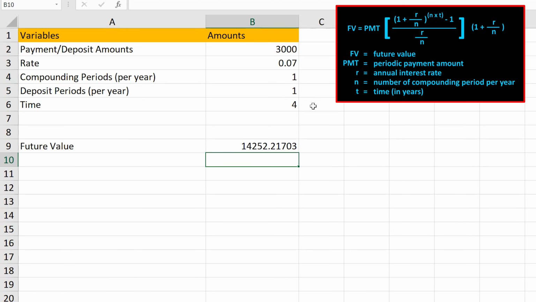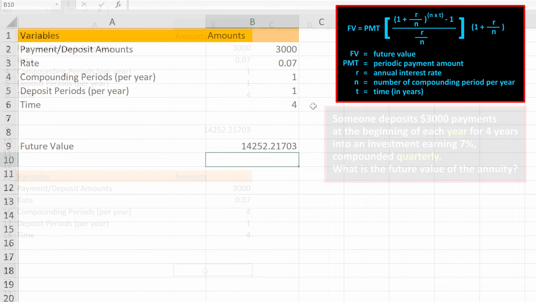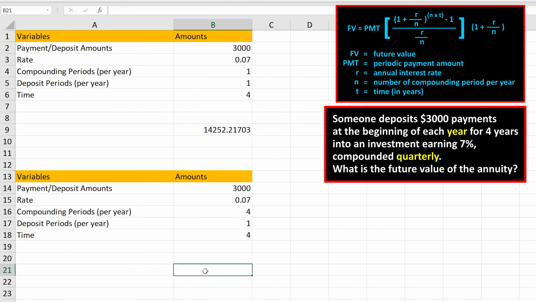Now for an example where the deposit or payment periods do not match the compounding periods. Let's say this time that someone deposits $3,000 at the beginning of each year for 4 years into an investment earning 7%, but this time compounded quarterly. What is the future value of the annuity? The only thing that has changed from the previous example problem is that there are 4 compounding periods per year.